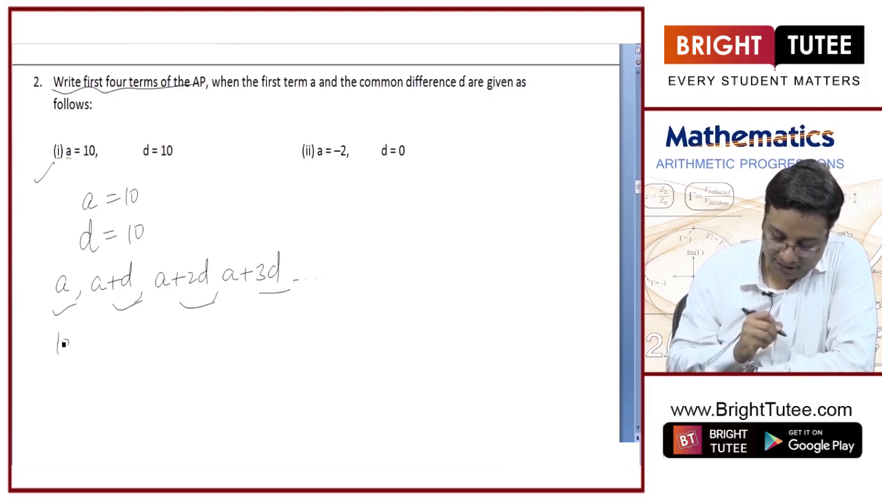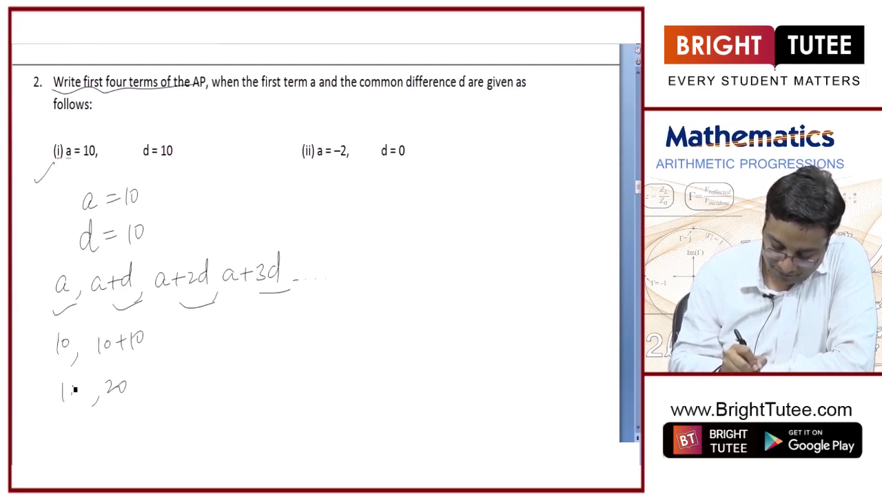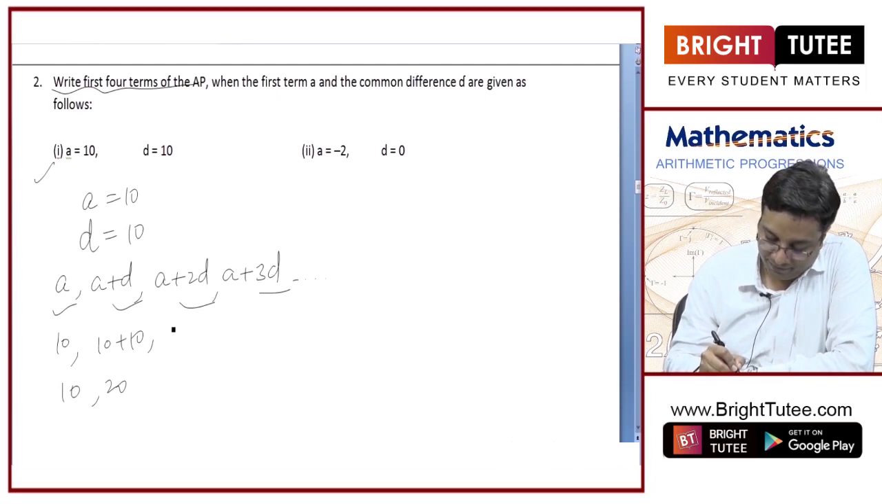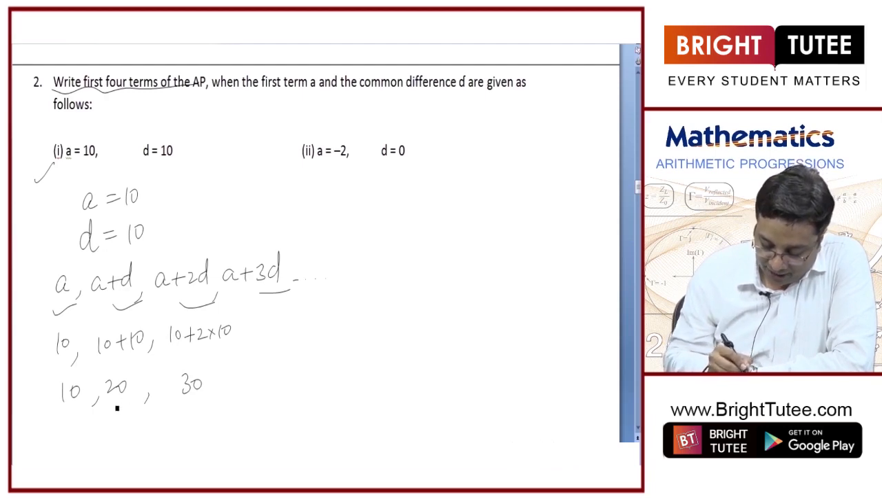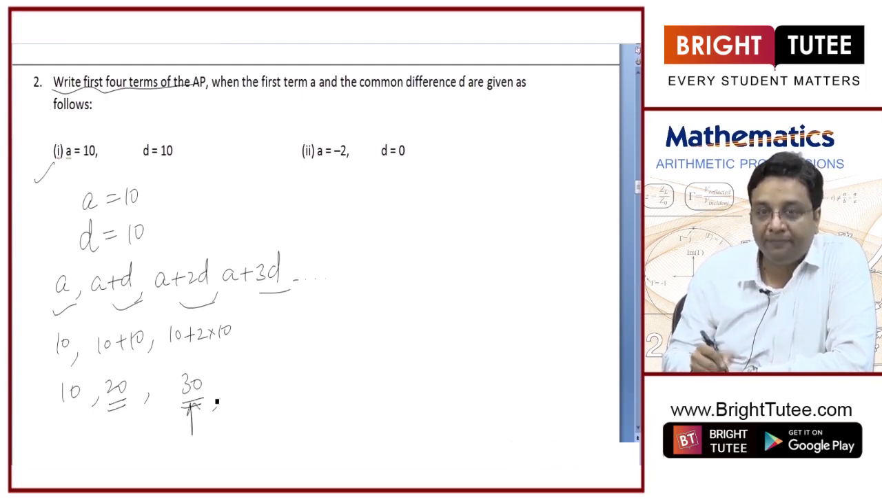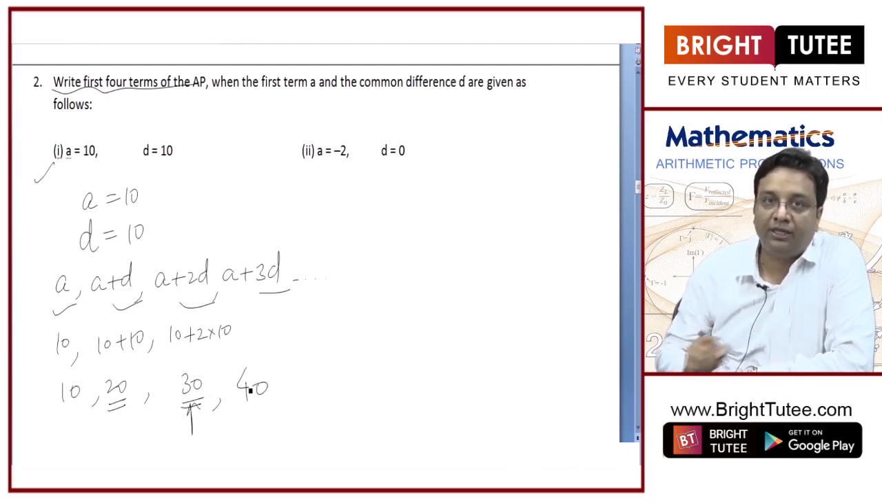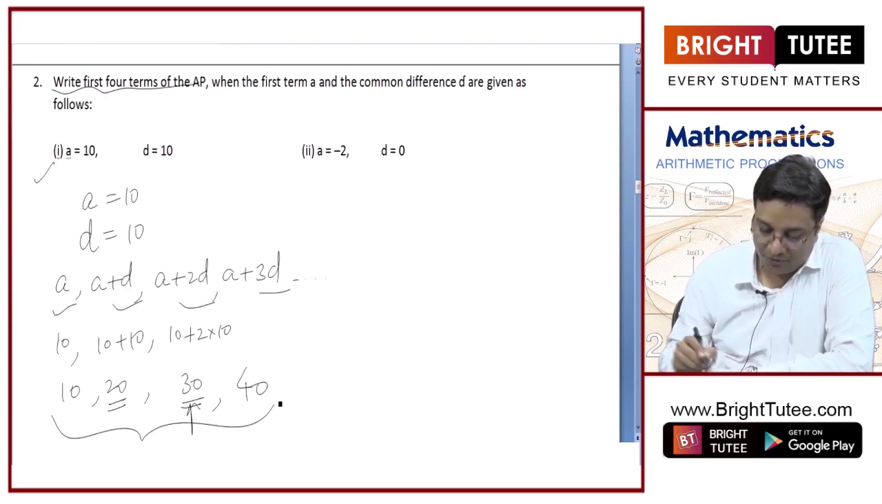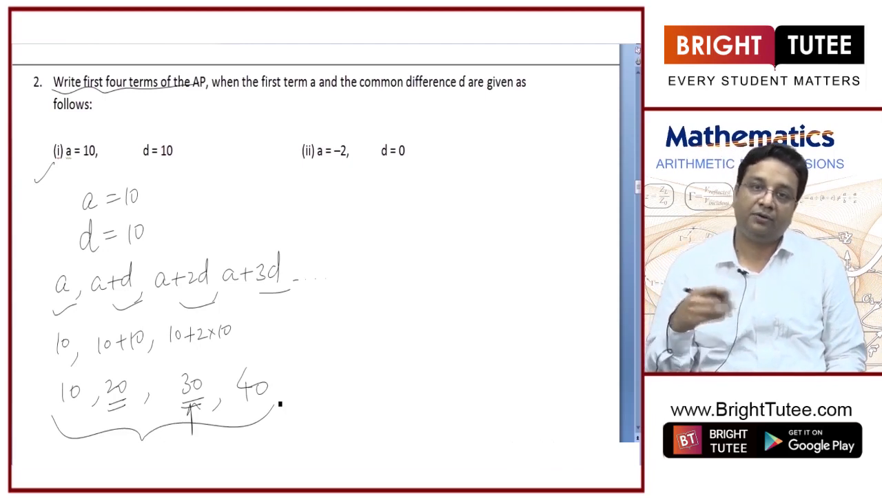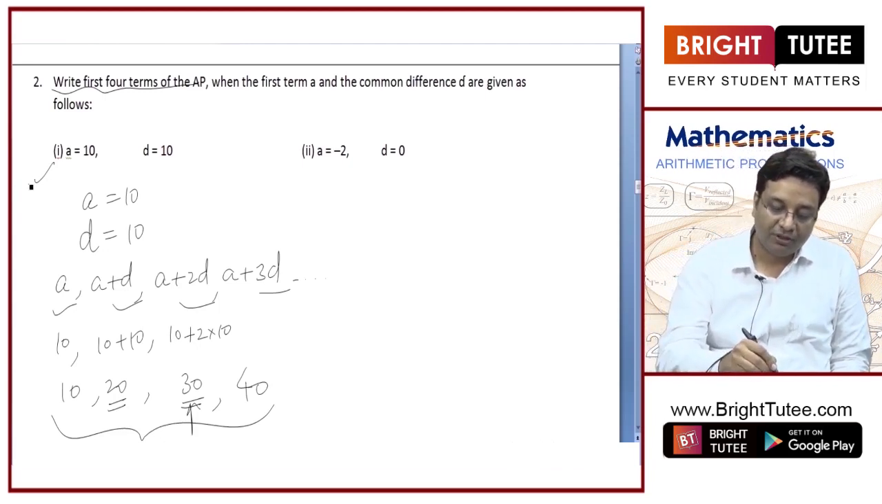What is A? It is 10. A plus D, 10 plus 10, that is 20. A plus 2D, 10 plus 2 into 10, which is equal to 30. Or you can simply keep adding 10 to these terms. So if I add 10 to 30, then it will become 40. So these are the first 4 terms of the required AP, right, of the subpart 1.